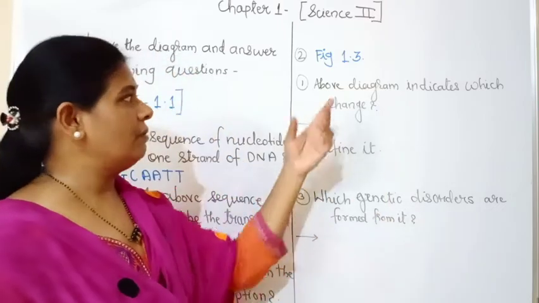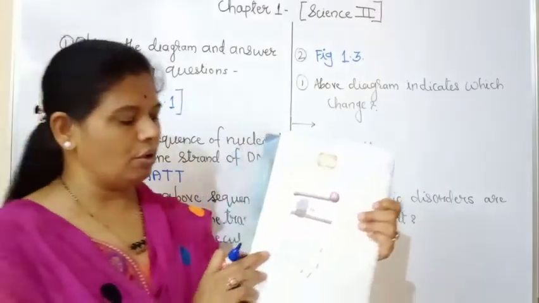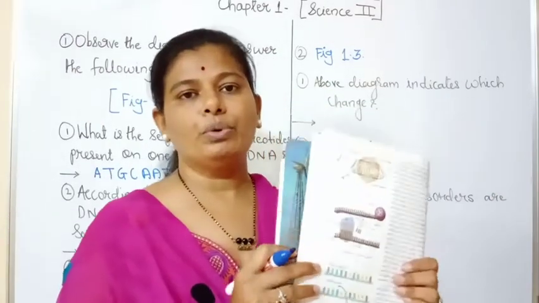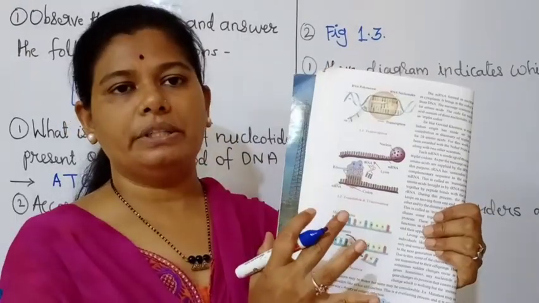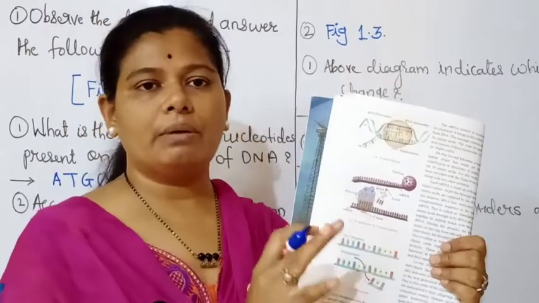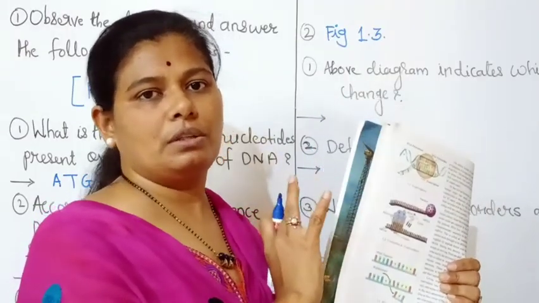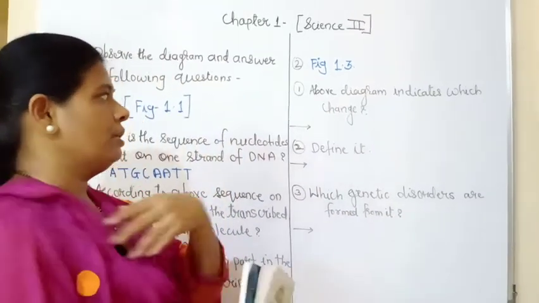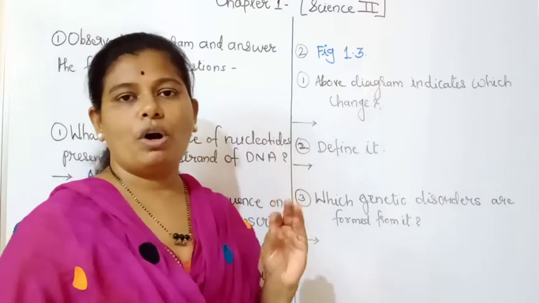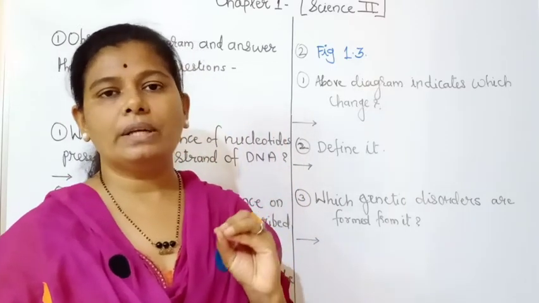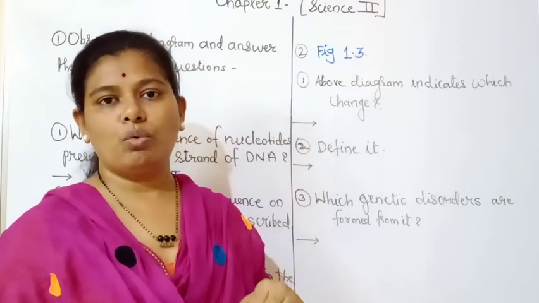For this activity you have to refer to the diagram, figure 1.3 which is given in your textbook, that is the diagram of mutation. You can see the diagram of mutation is given. You have to study that diagram. In the exam also the diagram will be given in your question paper. You have to study that diagram and answer the questions. Now what you have to do here, the first question is, above diagram indicates which change. It means you should be able to identify the diagram. What is the name of the diagram, or what is the diagram related to?